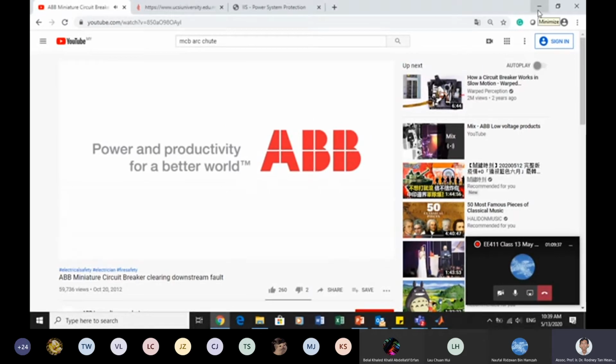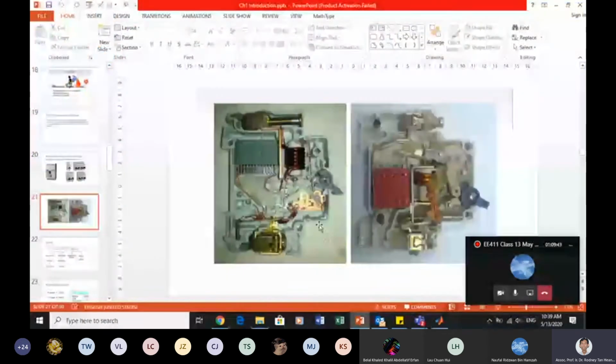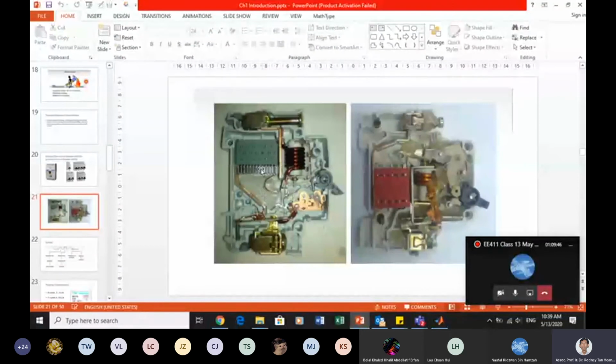Okay, so yeah, hope this will give you guys a better idea about this arc chute, why it has to be there. You see this one, very clear cut, because it's really metal. Copper is expensive, metal is expensive, so if you use less, it's cheaper, and cheaper is usually lighter. Those heavy ones with the arc chute are much better.